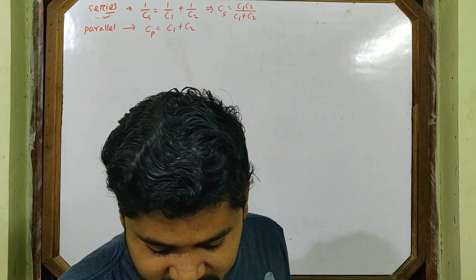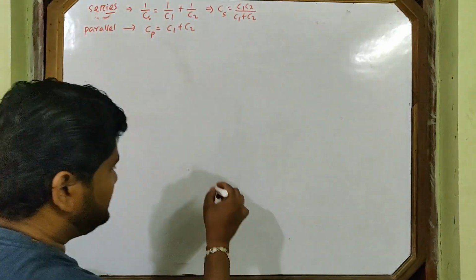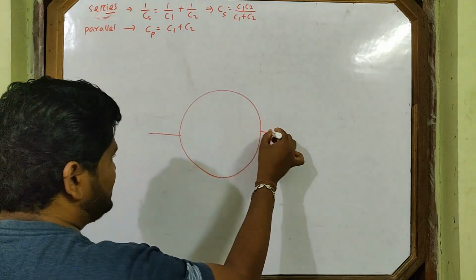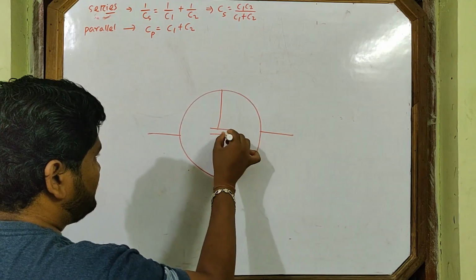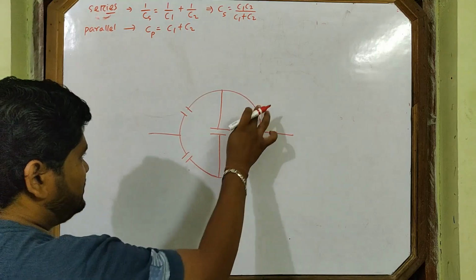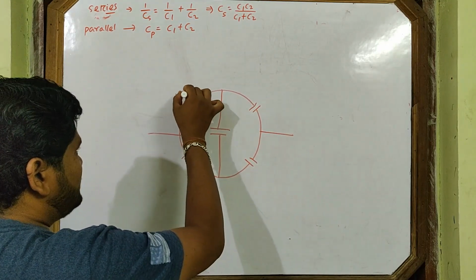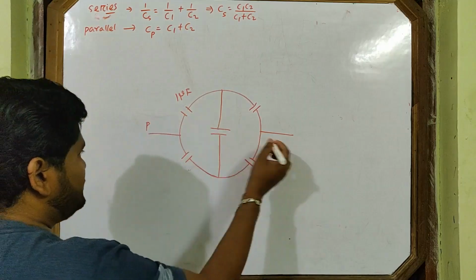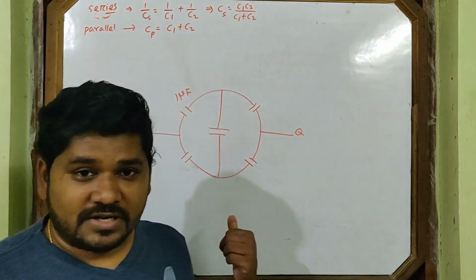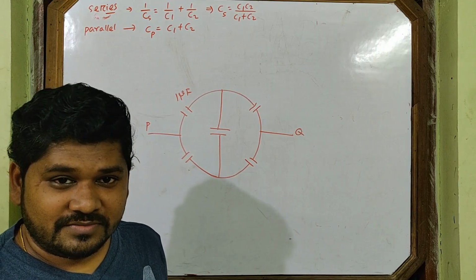Okay. Now let's see the next question. Next question is like this. One is here, one is here, one is here, and one is here. Each 1 microfarad. What is the capacitance between P and Q? See the figure. Can you find it out?